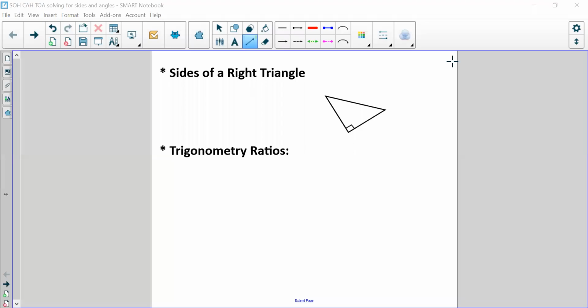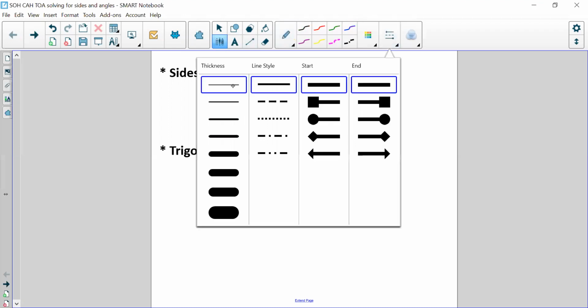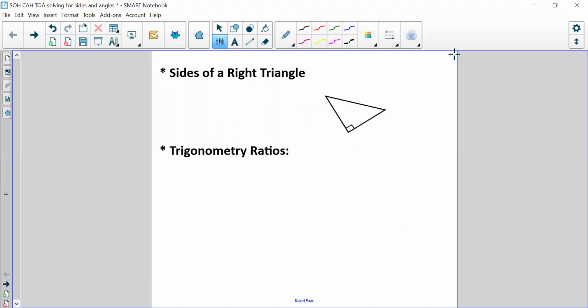So in today's lesson, we're going to be using what we learned yesterday about the sides of a right triangle to solve for either sides or angles. As a quick review, yesterday you learned that there's three sides of a right triangle: the opposite, the adjacent, and the hypotenuse. And if you'll remember, the hypotenuse is always the longest side.